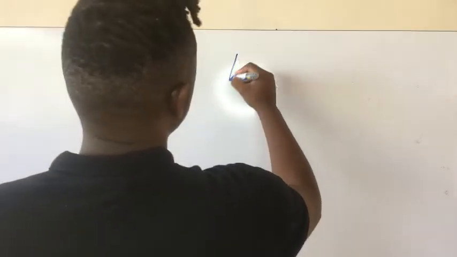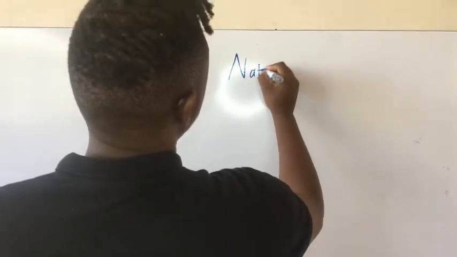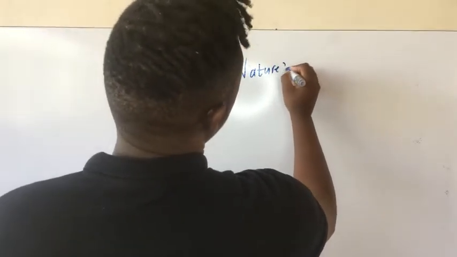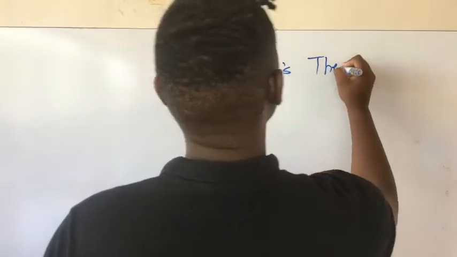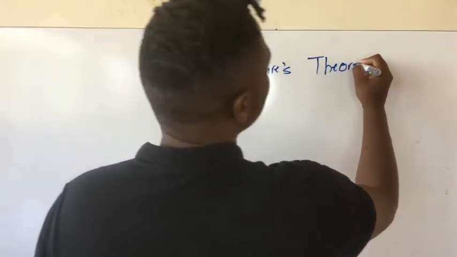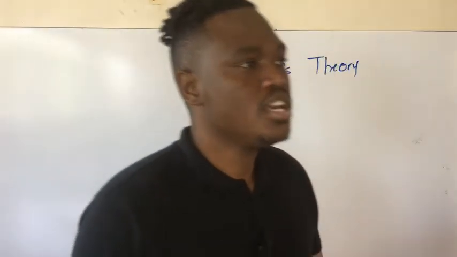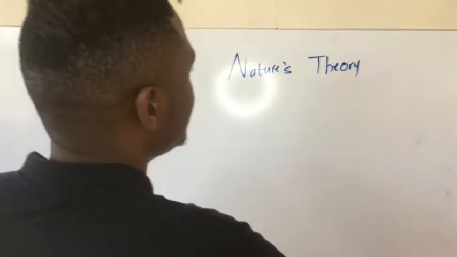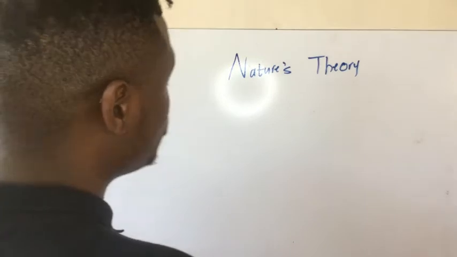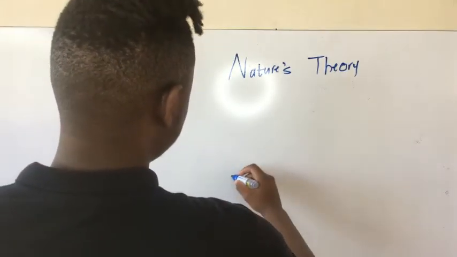Let's talk about nature's theory. The first concept is nature's theory. So what is nature's theory and how does this theory actually work? Now, the theory of the market, or the concept at which the market moves, is like this. Market, we already know this. I already taught you in the retail section of the course.